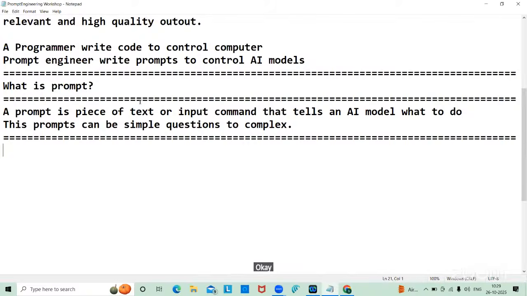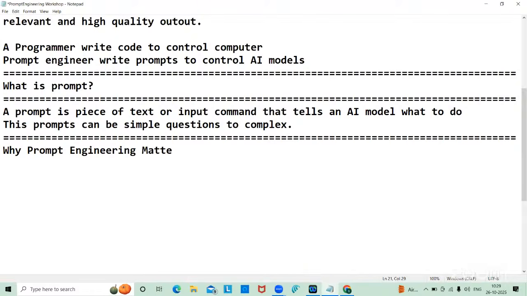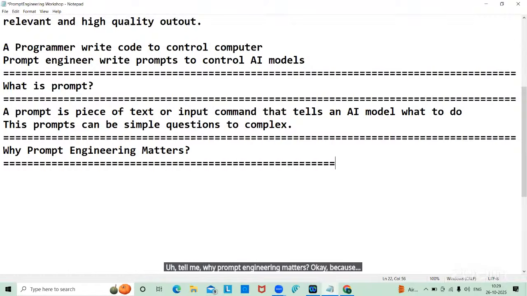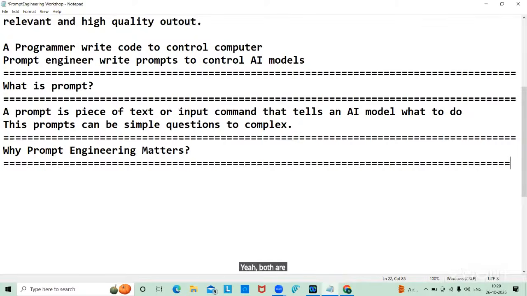Then, why does prompt engineering matter? That is the next question. Tell me why prompt engineering matters. Because these generative AI models generate text. Prompting and prompt engineering, both are the same.